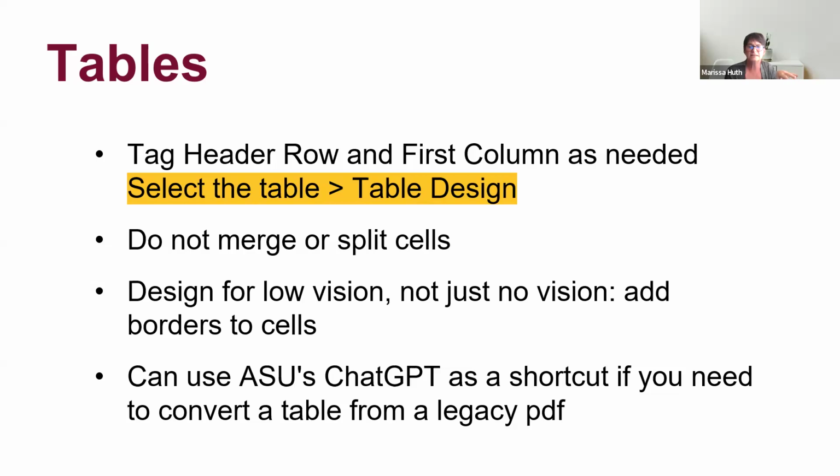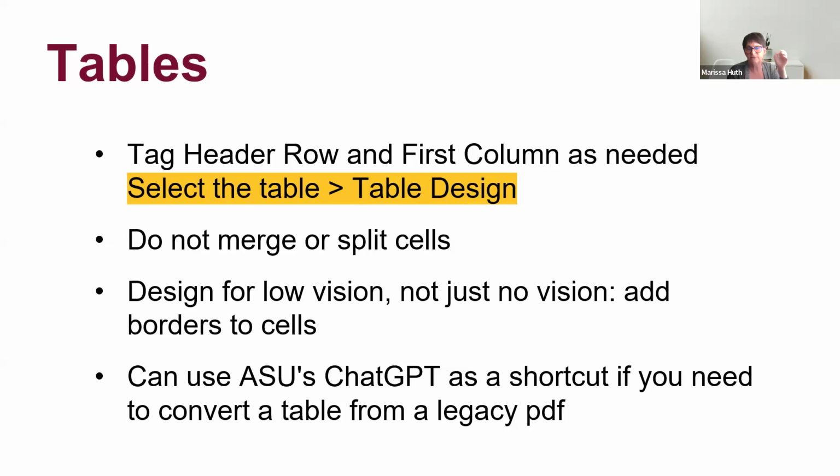Also, my recommendation is to design for low vision, not just no vision. So, for example, adding borders to all the cells can be really helpful, even if it doesn't look as stylish or as cool as a lot of the tables out there seem to have these white borders pre-designed into them. And while it might look prettier, it's also harder to see. So my recommendation is to put in clear borders.